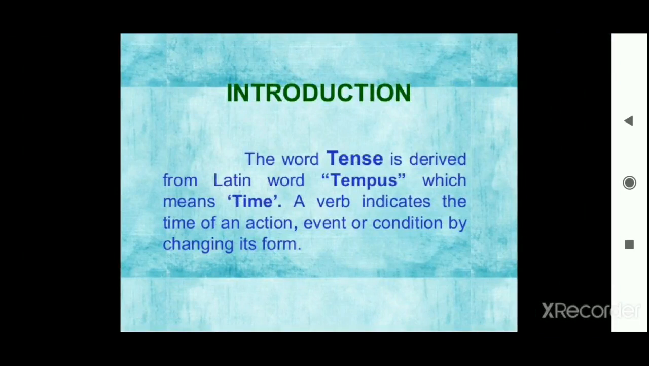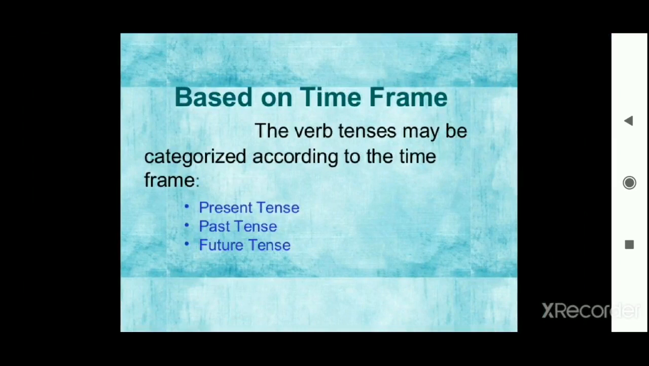The word tense is derived from Latin word tempus, which means time. A verb indicates the time of an action, event or condition by changing its form. Now, the verb tenses based on time frame. The verb tenses may be categorized according to the time frame. They are present tense, past tense, future tense.